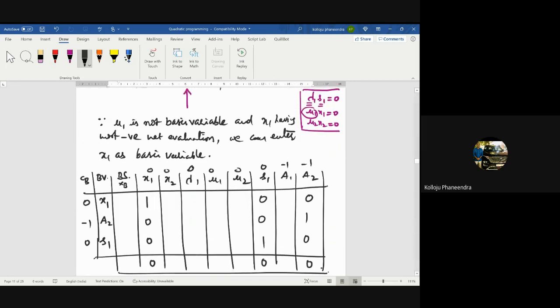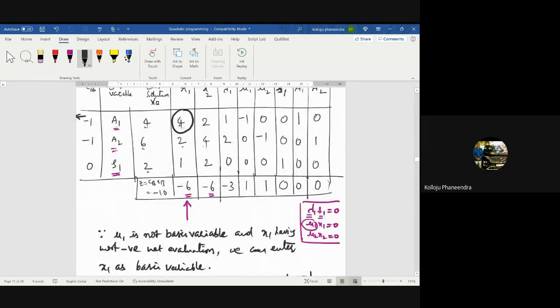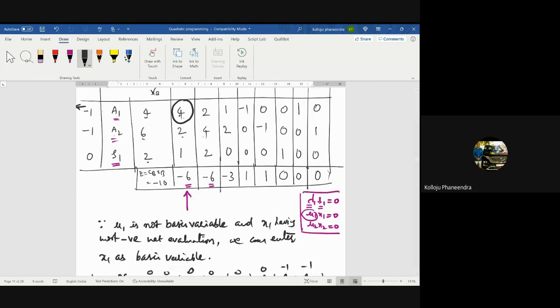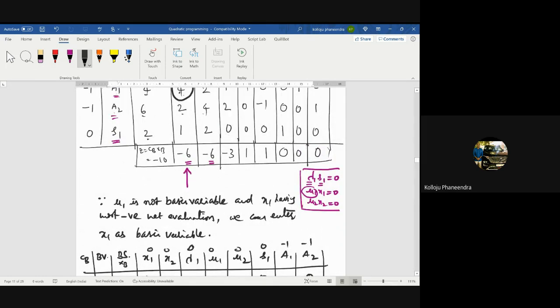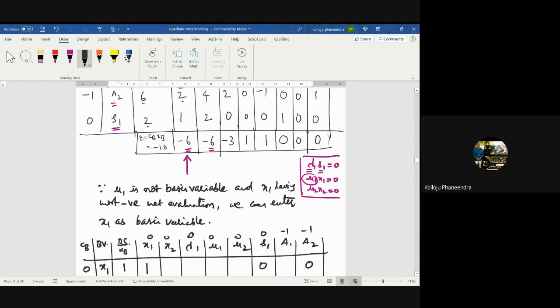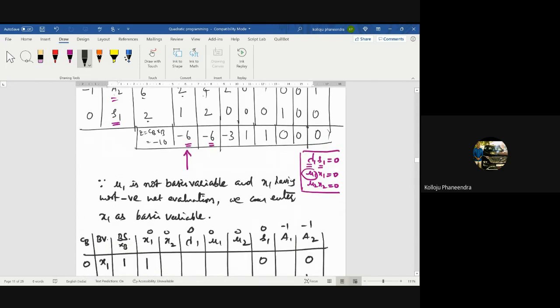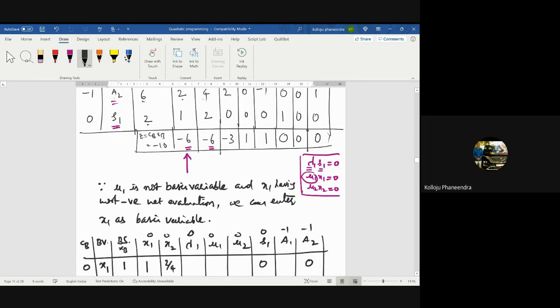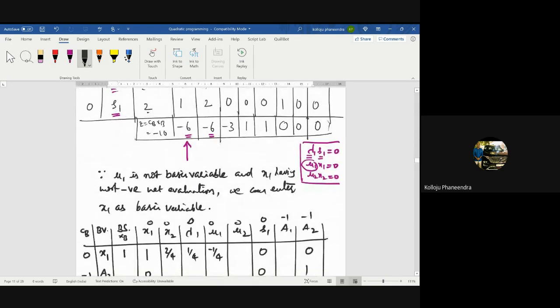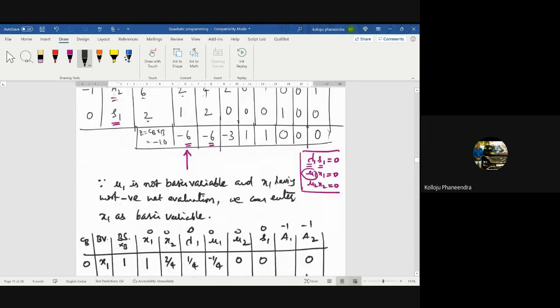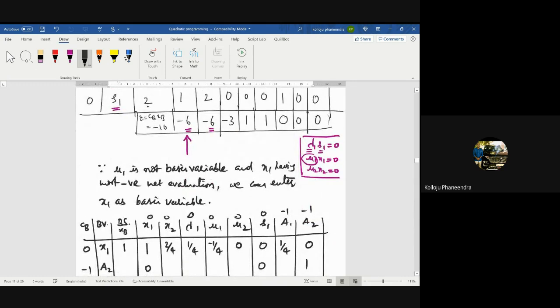Over. Next, what is the next calculation? Pivot row. This is called the key element or pivot element. Divide every value by the key value. That means 4 by 4 is 1, 2 by 4, like that. Just 4 by 4, this is 1. Next one, what is the x2 column? 2 by 4, next 1 by 4, next minus 1 by 4, next mu2, what is mu2? 0 is there, 0 by 4, next a1 value is 1, so 1 by 4.